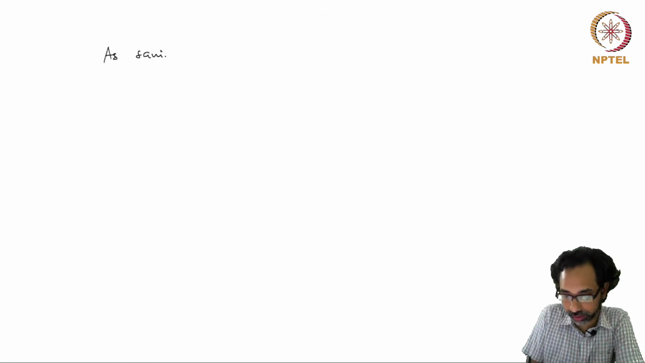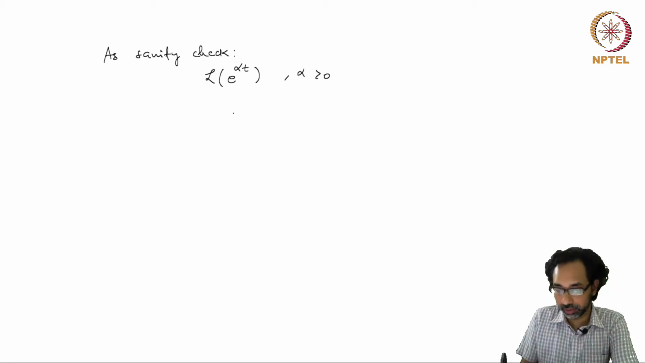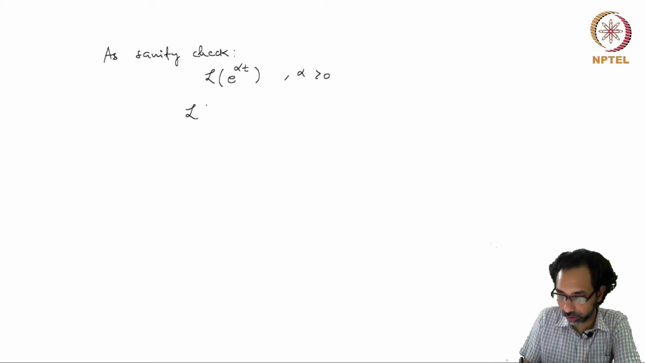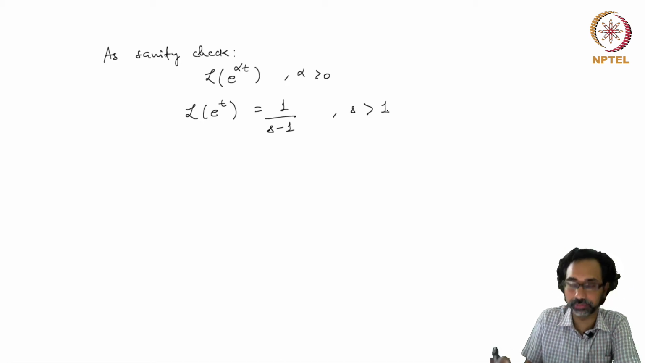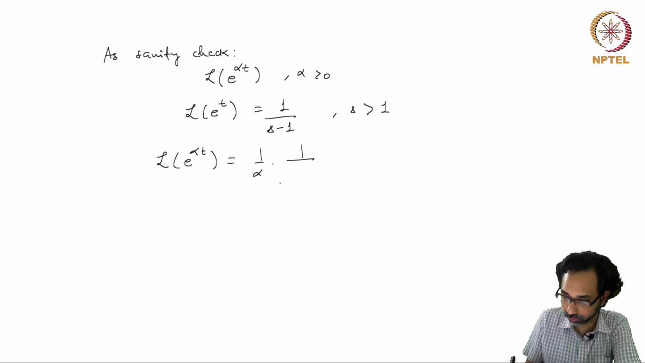Okay. Now as a sanity check, we try to compute the Laplace transform of e to the power alpha t for some alpha positive. Then we know that the Laplace transform of e to the power t is given by 1 over s minus 1 for s greater than 1, right? So in terms of our change of scale formula, the Laplace transform of e to the alpha t should be 1 over alpha times 1 over s by alpha minus 1.